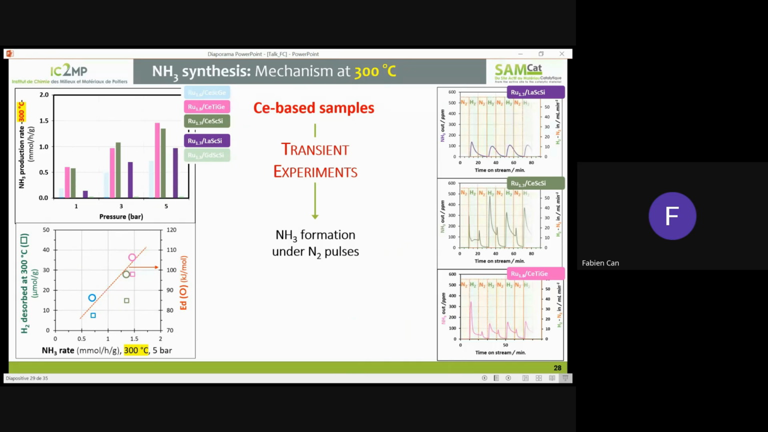But it is not the case with the cerium-based catalyst, because you can see here that ammonia is also produced, whatever the formulation of the sample, under pure N2 pulses. It means in this case that the hydride phase is involved in the mechanism.